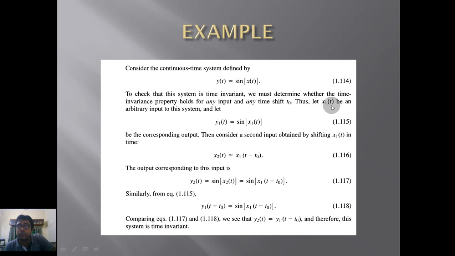Thus, let x1(t) be an arbitrary input to the system, and let y1(t) = sin x1(t) be the corresponding output. Then consider a second input obtained by shifting x1(t) in time. So we will just shift this x1(t) by -t0. Now if this signal has been shifted by -t0, the output corresponding to the input should also be the same.